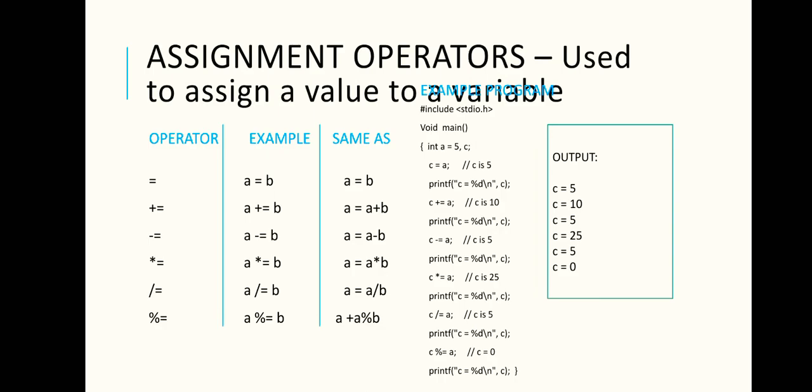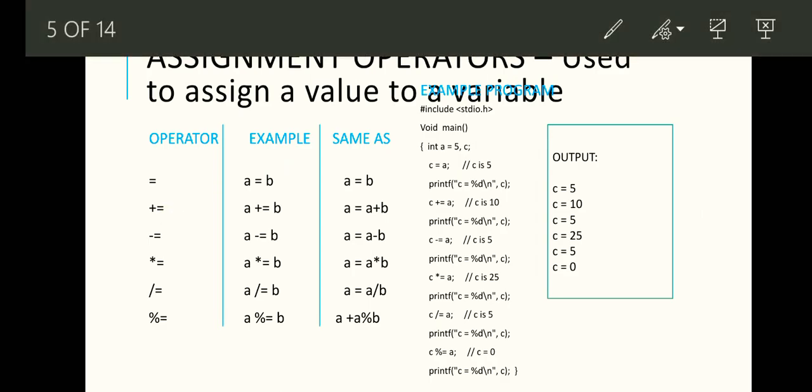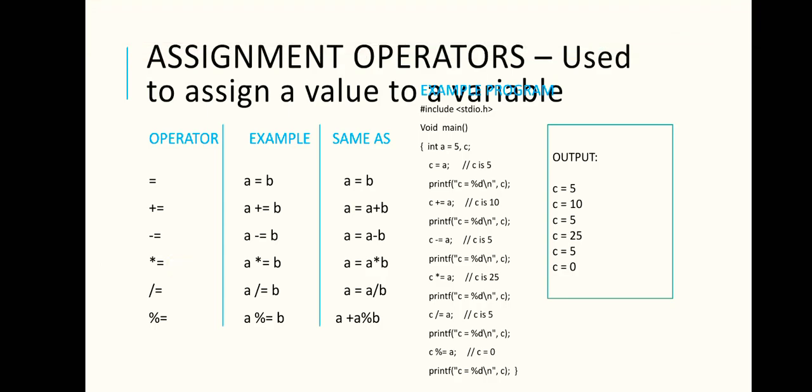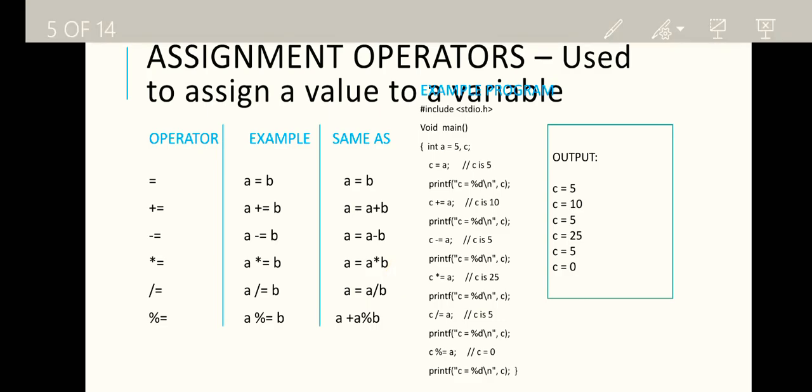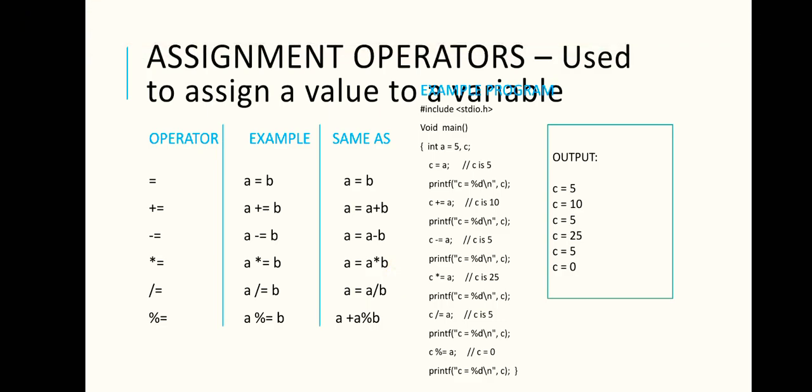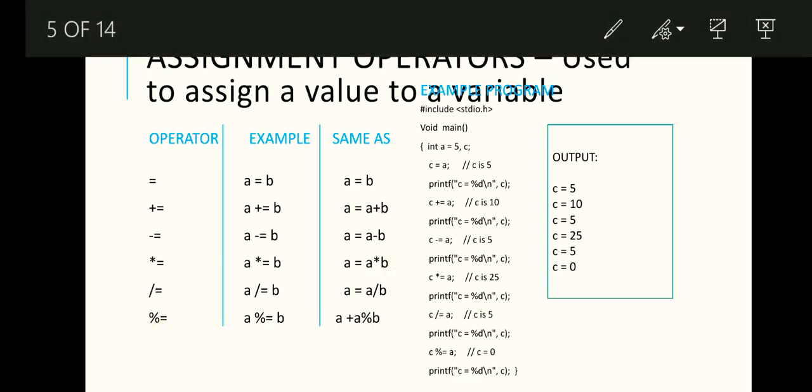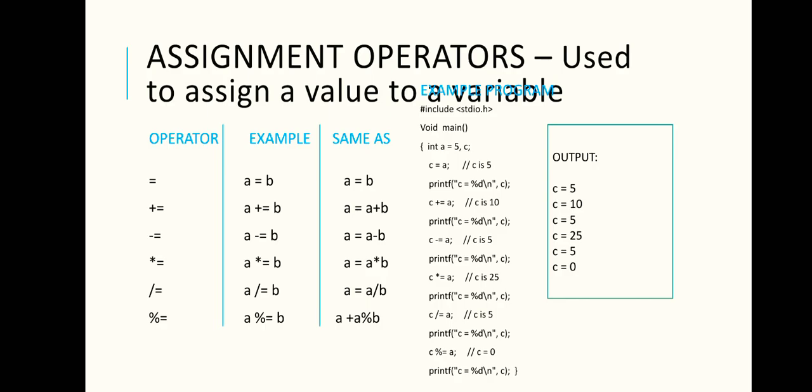And the next is assignment operators. These operators are used to assign a value to a variable. That is, a is equal to b assigns the value of b to a, and plus equal to is similar to a is equal to a plus b, asterisk equal to is similar to a is equal to a multiplied by b, and modulo equal to is similar to a is equal to a modulo b.